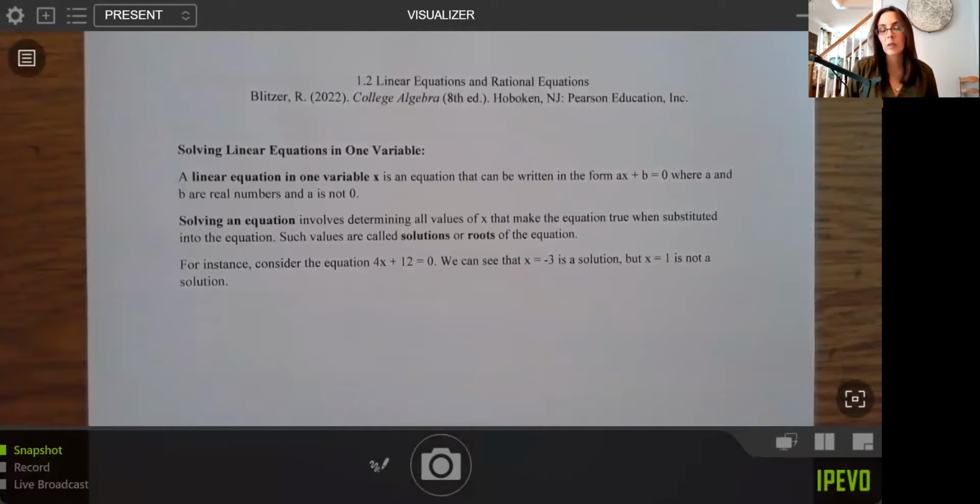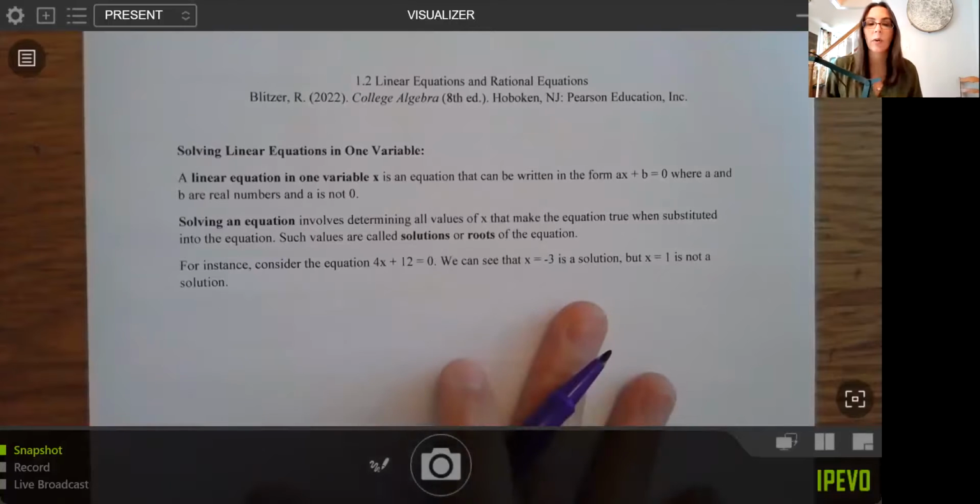In section 1.2, we're going to review how to work with and solve linear equations, and then also introduce rational equations. We are going to come back to rationals throughout the semester, so we'll come back to those later on. But today, really, we're reviewing those solving techniques, hopefully ones that you are used to or at least seen before. And again, we'll look at a couple more complicated examples, particularly those rationals.